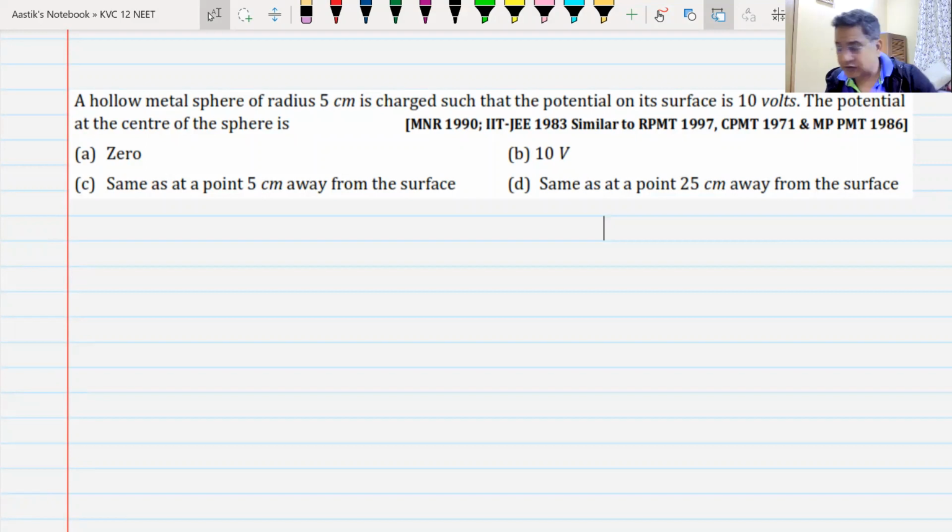Then comes this question. This is the question that is most likely to come in your NEET. A hollow metallic sphere of radius 5 centimeters is charged such that the potential on its surface is 10 volt. What is the potential at the center of the sphere?